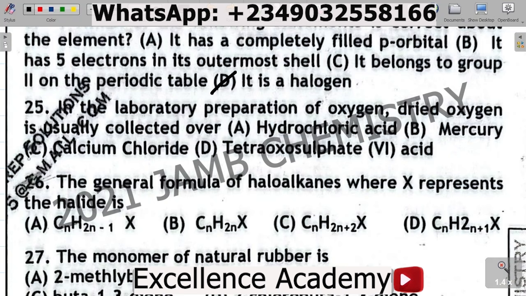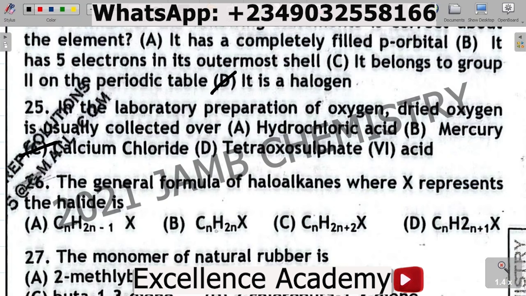That is calcium chloride. The reason is that the common drying agent used to dry gases is calcium chloride, that's CaCl2, right? In some cases we would use hydrogen tetraoxosulfate 6, or we could still use phosphorus pentoxide, right? So any of these can be used. Now, given the options there, the correct answer is calcium chloride, CaCl2. That is option C.